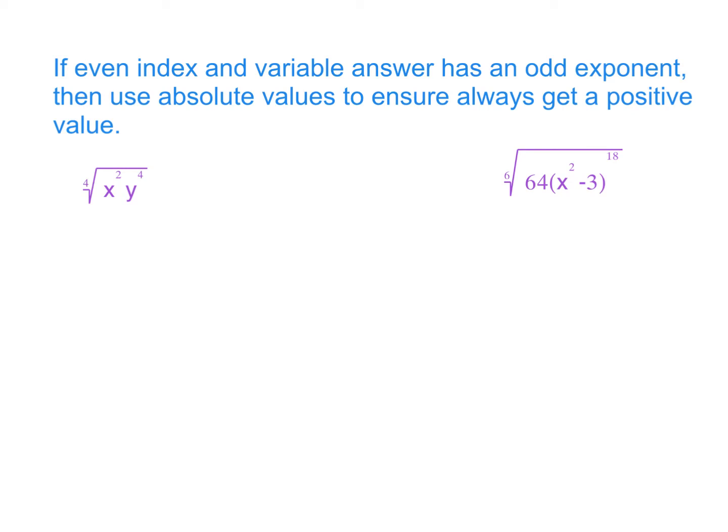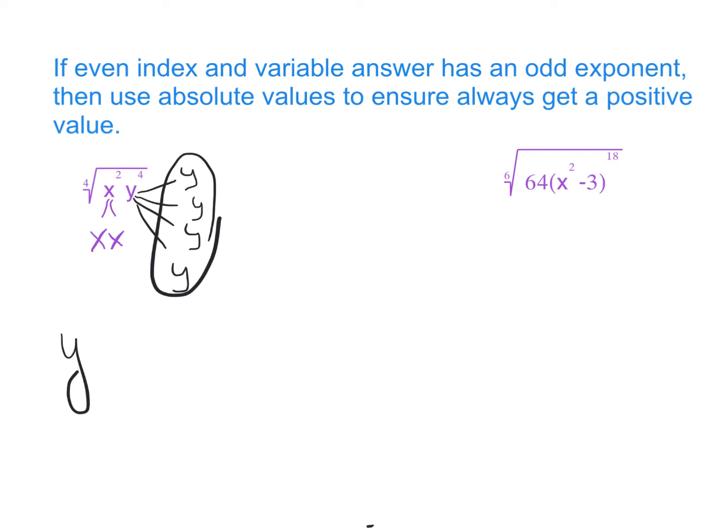So on this one, my index is 4. When I break down this x, there's only x, x. Well, that's not going to get into any groups of 4. With the y's, I end up with y, y, y, and a y. So there's a group. So that's going to come out. And then the 4th root of x squared, since it didn't have the ability to get into groups of 4, stays.